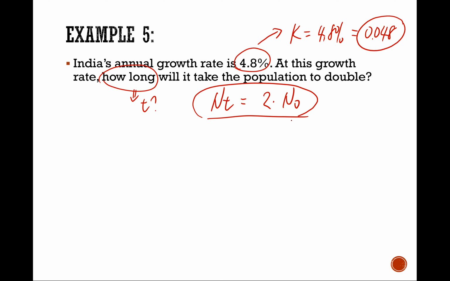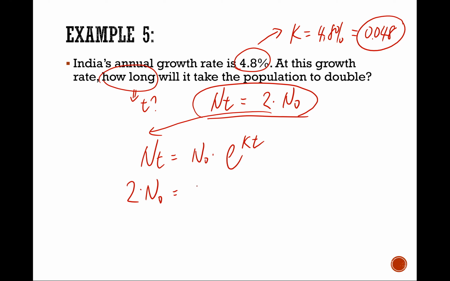Now we'll still write down the formula, N(t) equal to N0 times e to the kt. We plug in whatever we know. N(t) becomes twice N0, so 2N0 equals N0 times e to the 0.048 times t. And right here, we need to solve for t.